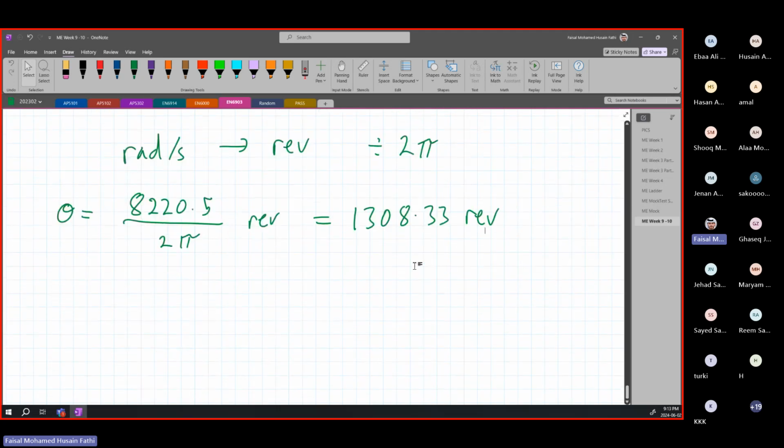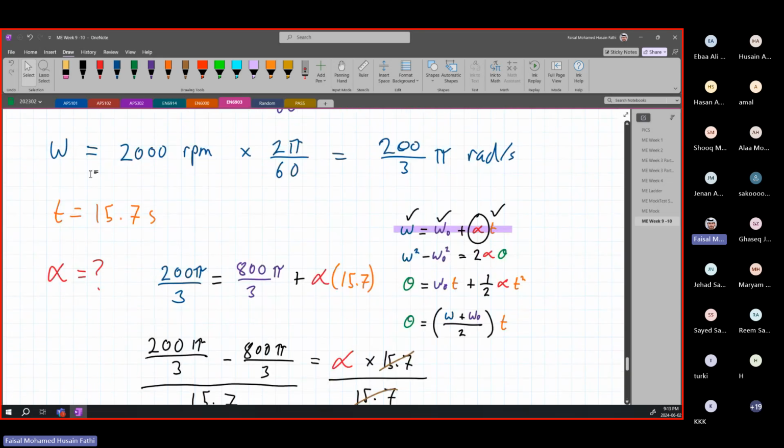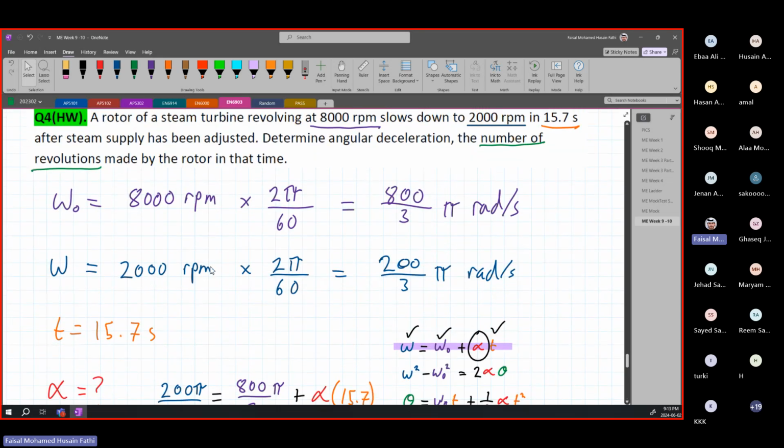All right. So in this amount of time, the rotor of the steam turbine has rotated, or I should say had this many revolutions, 1308.3 revolutions over 15.7 seconds at these RPMs.